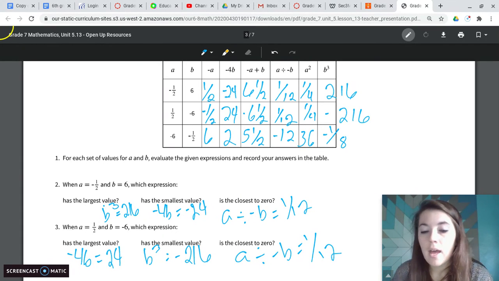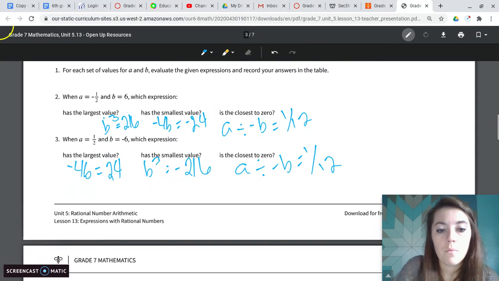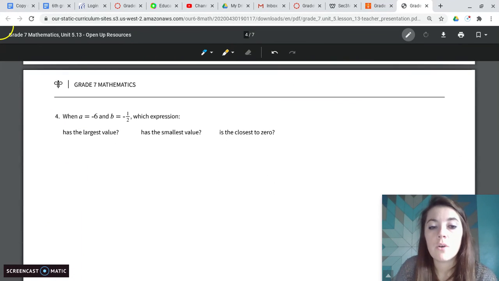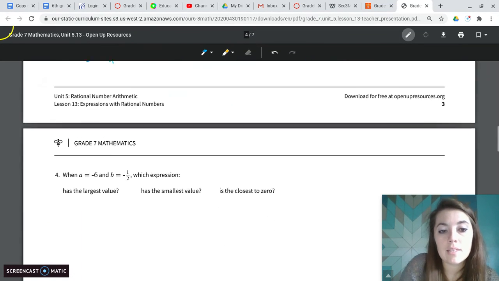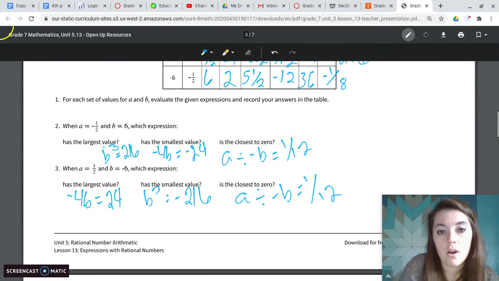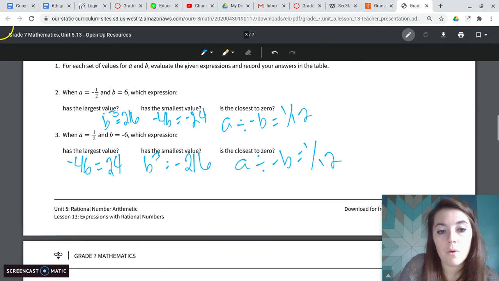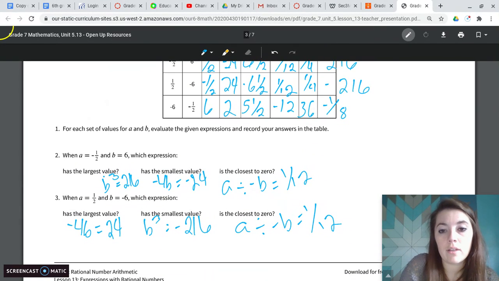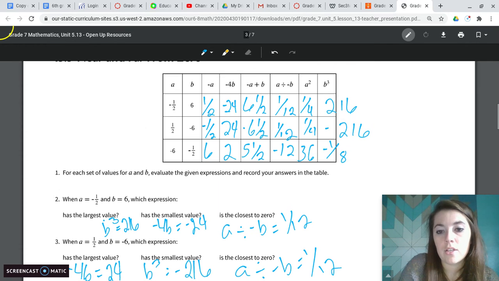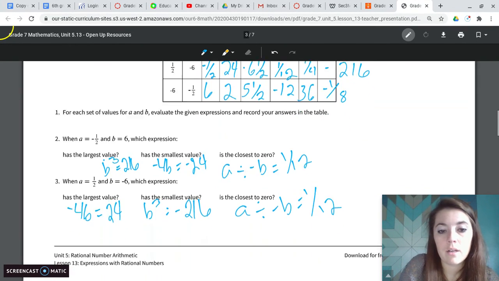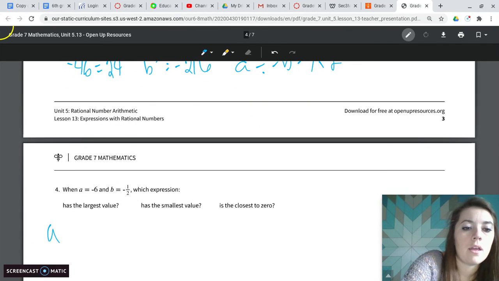So there we have that. We have one more to compare. So for this one, we're looking at the last line of our table. So we want to know once again what has the largest value. So looking at these, we've got 6, 2, 5.5, negative 12, 36, and negative 1/8. So our largest value is this 36 of a squared. So a squared equals 36.